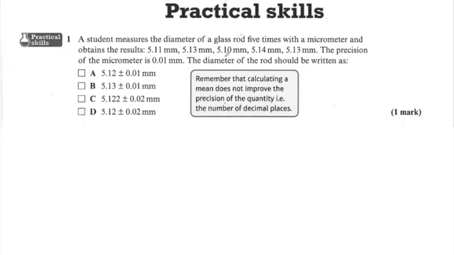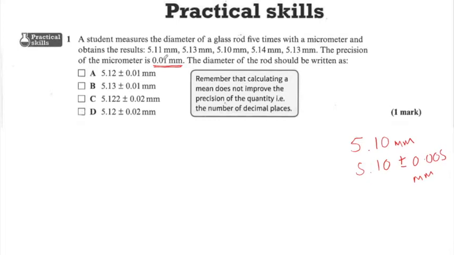Okay. Now, if you take an individual reading, in this case the precision was 0.01, and you had one reading, say 5.10 millimeters, your margin of error would be half of the smallest that you can get. So it would be 5.10 plus or minus 0.005, which is your uncertainty in the reading. It's half the smallest division that you can measure.